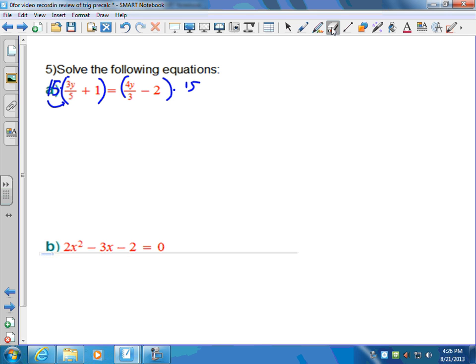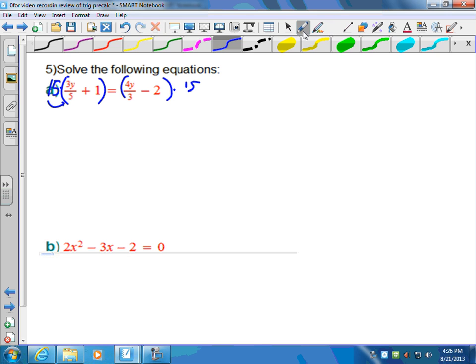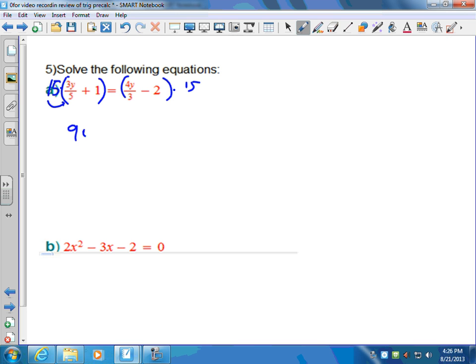So 15 times the first term gives us, let's see, 5 goes into 15 three times. 3 times 3y is 9y plus 15 equals, when you distribute the other 15 on the right-hand side, 3 goes into 15 five times, and 5 times 4y is 20y.